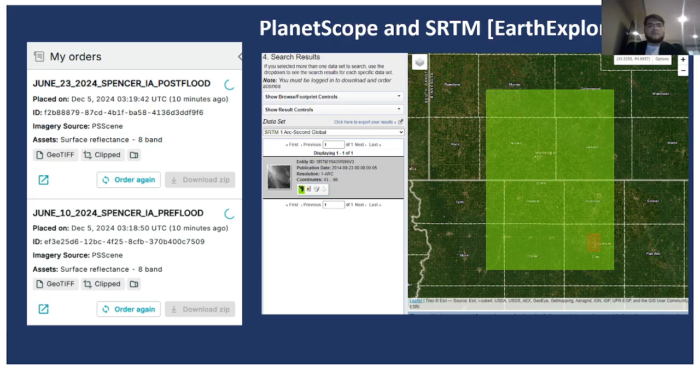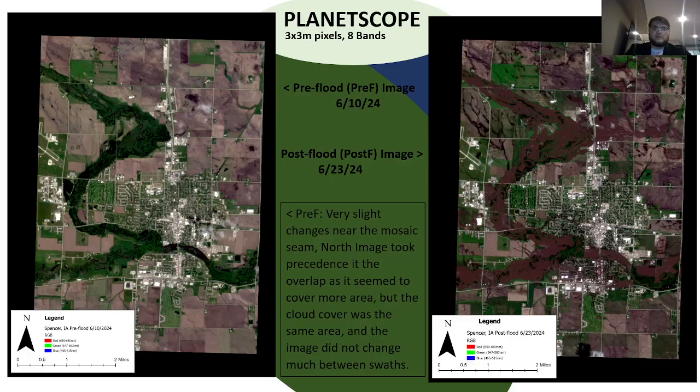The two times that we took multispectral images from PlanetScope were June 10th, because we were trying to get a before and after picture of the flood. The before time is June 10th because there's a lot of cloud cover or missing dates in between the 10th and the 23rd. And then the 23rd is after the heavy rains that were the night of the 22nd and the morning of the 23rd. So that was the maximum flood level.